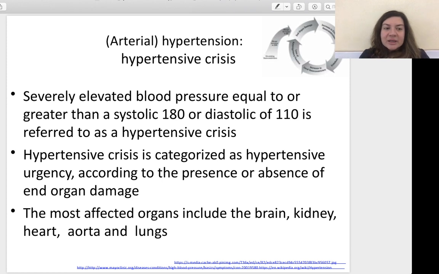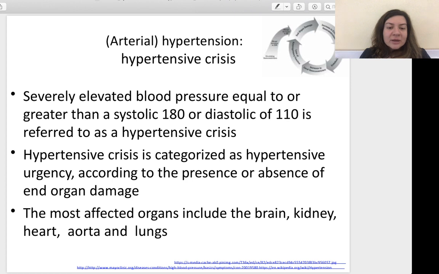Okay, what is hypertensive crisis? It is an emergency of hypertension, the most severe case of it. It is severely elevated blood pressure, equal to or greater than systolic 180 or diastolic 110. Hypertensive crisis is categorized as hypertensive emergency or urgency according to the presence or absence of organ damage.